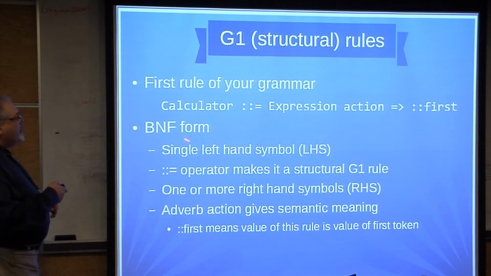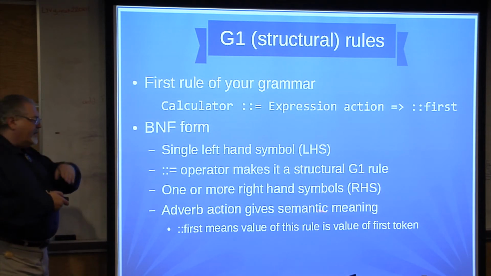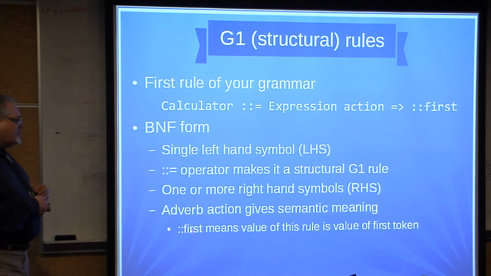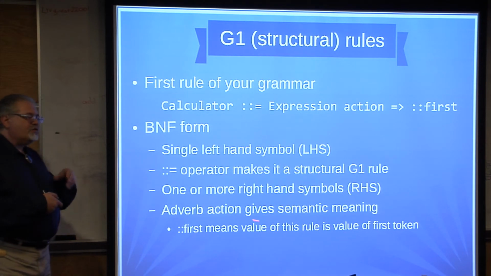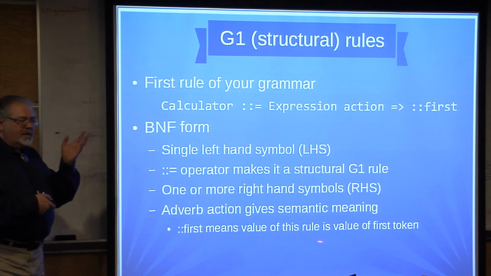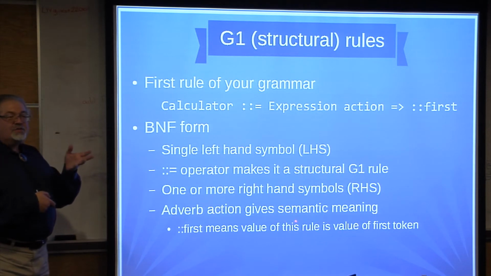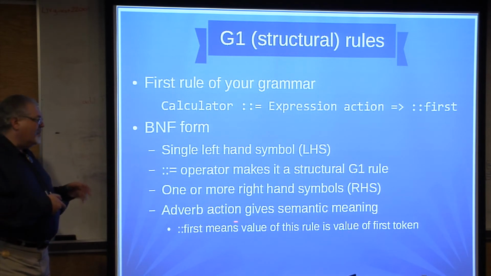And the Backus-Naur form is basically, you get a single left-hand symbol, and then the operator makes it the structural G1 rule, and then you have one or more right-hand symbols. And then there's an adverb, and the action gives the semantic meaning of what that level of the parse indicates. And when you use the special action first, then that's what I meant by saying that the value of the rule is the value of the first token. And that's how you extract the meaning. So if you're at that point in the parse, it's the string 6, the value is going to be numeric 6. And that's what's going to end up in the syntax tree and then get sent to your callback for the semantics.